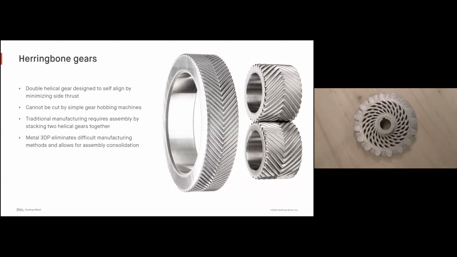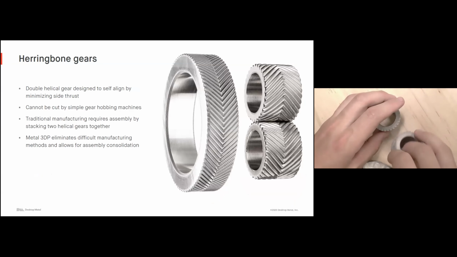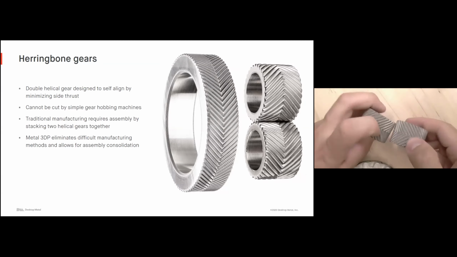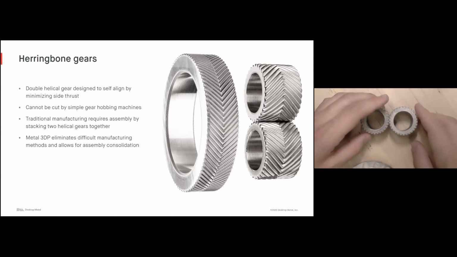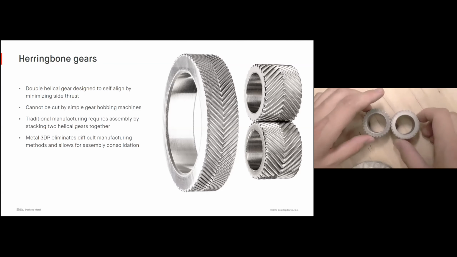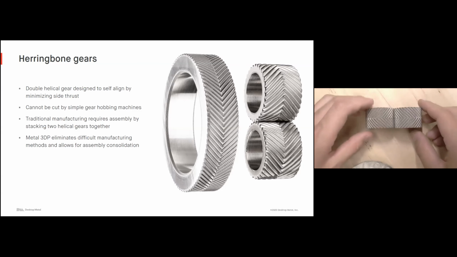But one of these parts that we're looking at here is herringbone gears. These parts have a sort of double helix feature that minimizes side thrust while ensuring proper alignment. They can't be cut with simple hobbing machines because of that mechanism, but printing them eliminates that difficult manufacturing method and allows them to be printed very easily, allowing designers to justify using these parts. Pretty cool components, if you ask me.